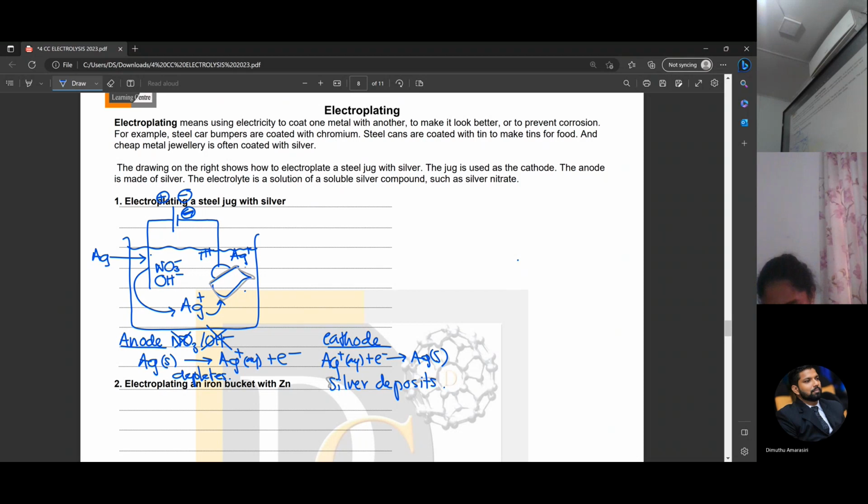Metals are on the oxidizing side and non-metals are on the reduction side. Metals have more power to get oxidized.